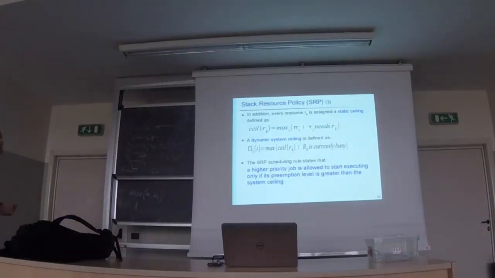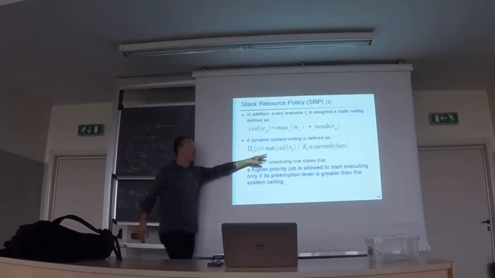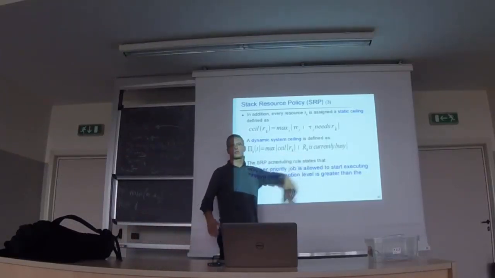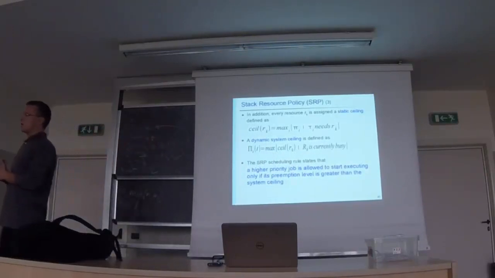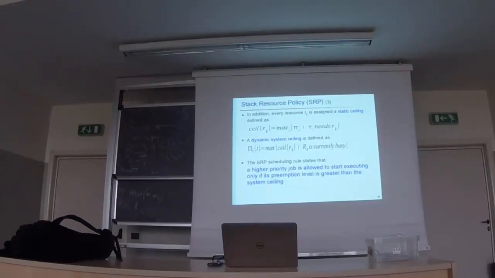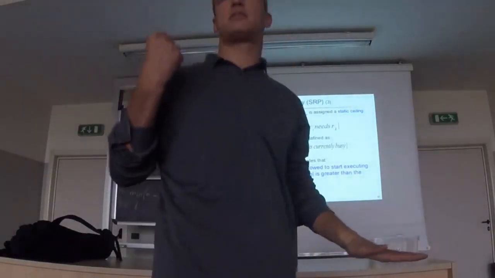And then we have a dynamic system ceiling. A dynamic system ceiling saying this is the maximum ceiling among the resources that are currently locked. So the dynamic ceiling, again, is the maximum ceiling among the resources that are currently locked. If no resource is locked, the dynamic ceiling is 0.